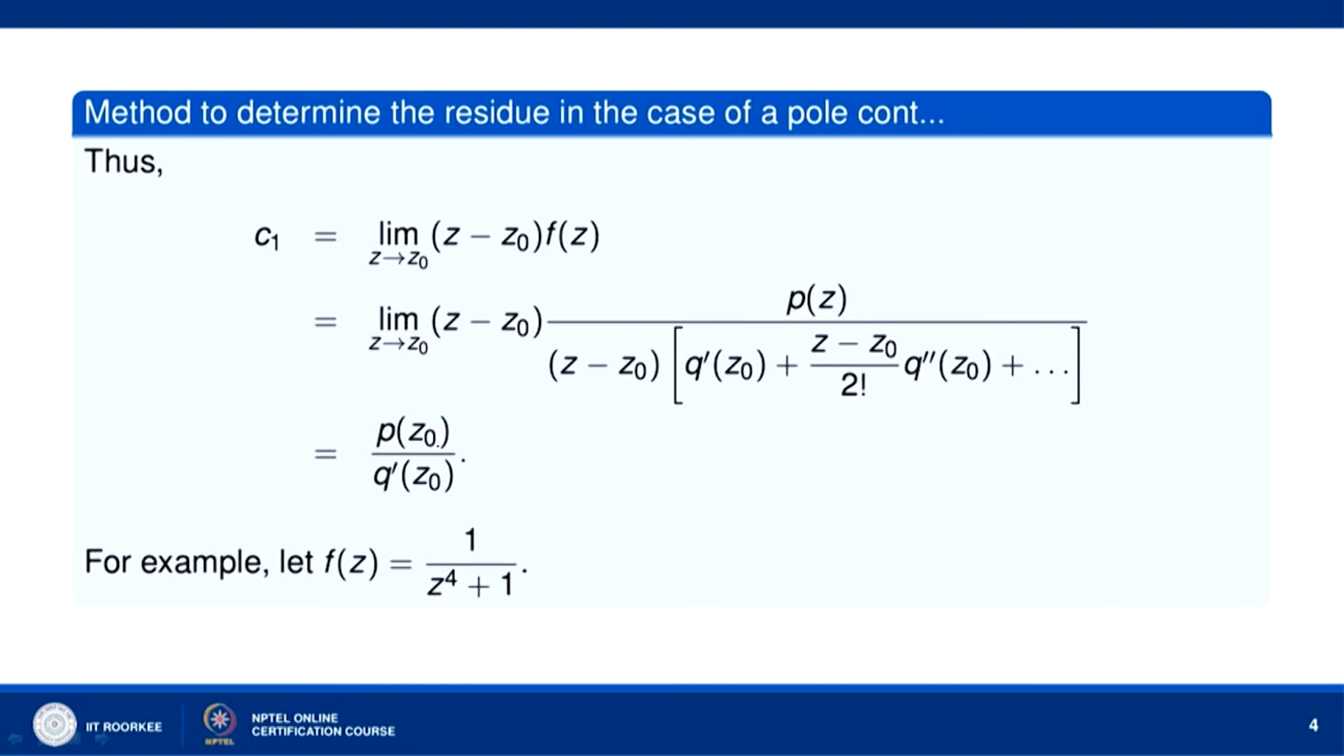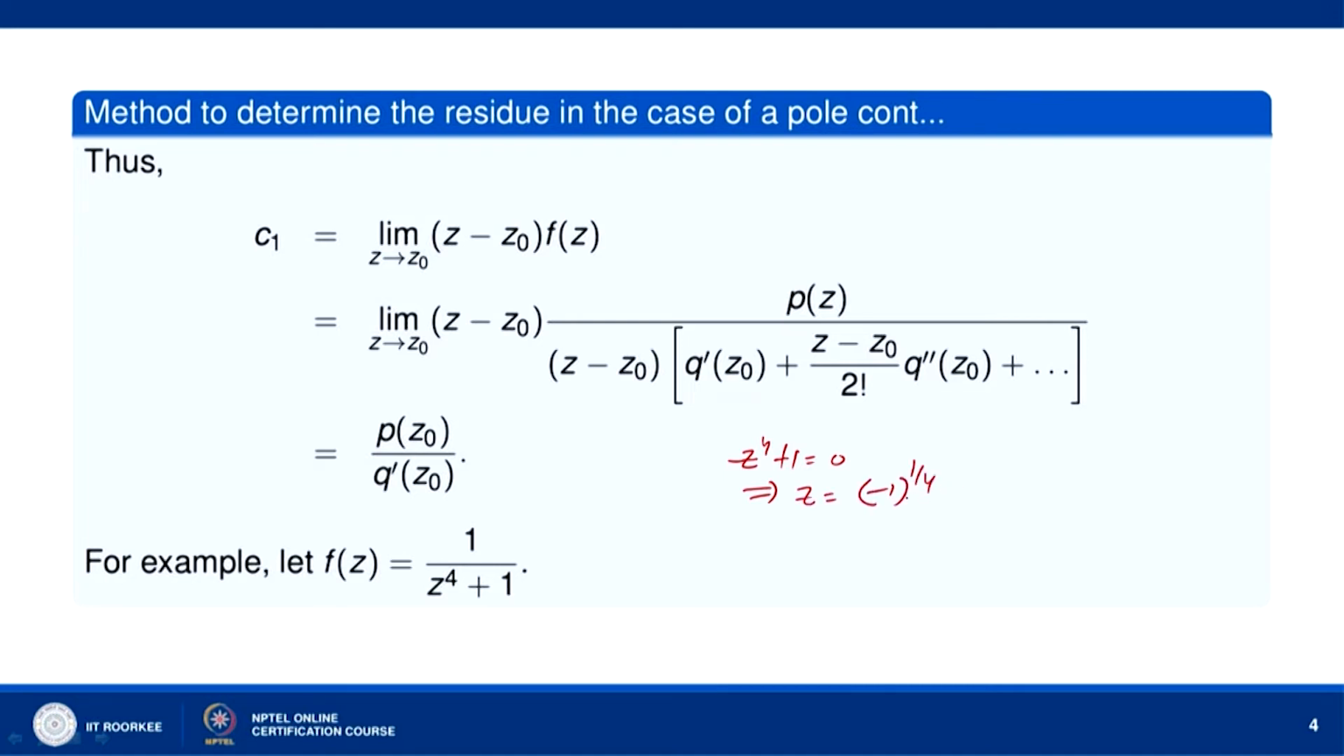Now this formula is also sometimes useful to determine the residue in the case of a simple pole at z equal to z naught. For example, suppose we have this function f(z) equal to 1 over z to the power 4 plus 1. Now this function has got poles at the points where the denominator of this f(z) vanishes. So z to the power 4 plus 1 equal to 0 gives us z equal to (minus 1) to the power 1 by 4.